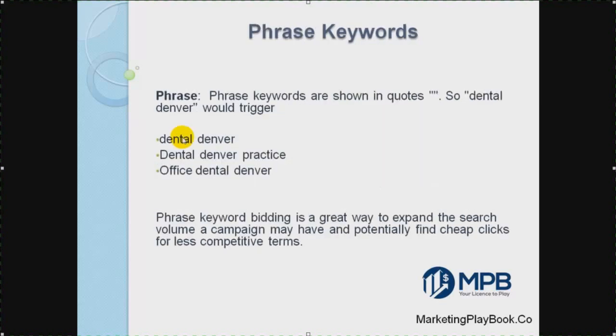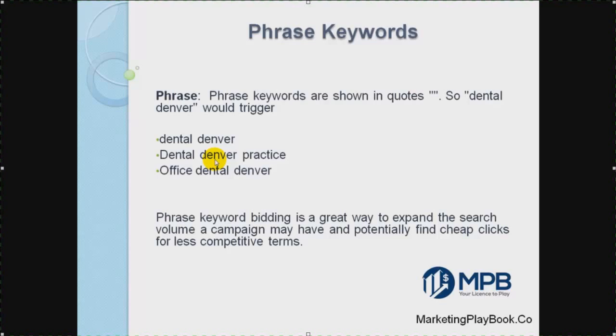Next up, we have phrase keywords, and I like phrase keywords a lot. Phrase keywords are going to be represented in quotes, as we're going to see here. I should have put it on one line, but it's dental Denver, and it's in quotes. So this is going to trigger dental Denver, clearly, dental Denver practice, dental Denver office, dental Denver service, so things along those lines. As long as that phrase is together, then it's going to trigger. Anytime those two keywords are mentioned together in any search query, your ad is going to show.